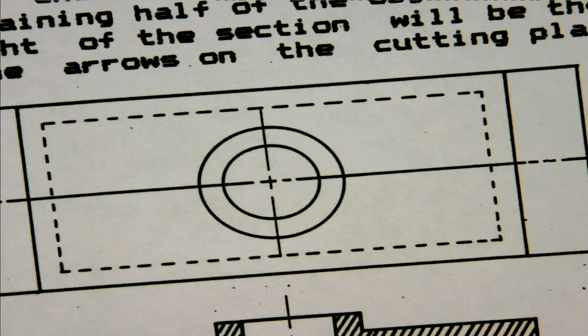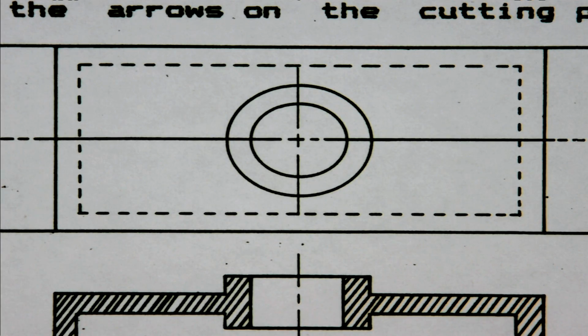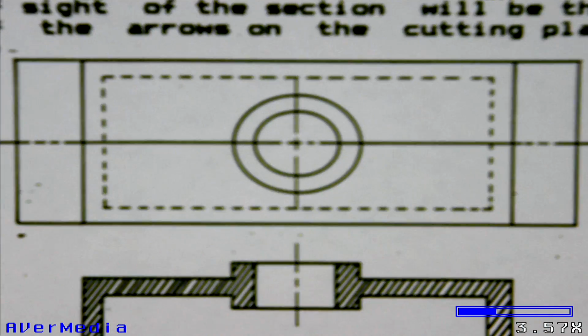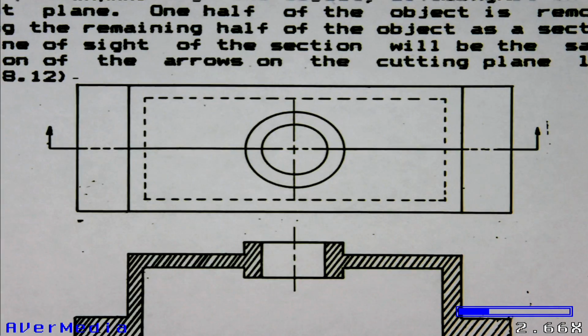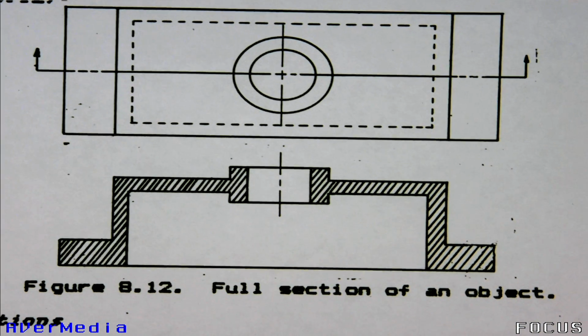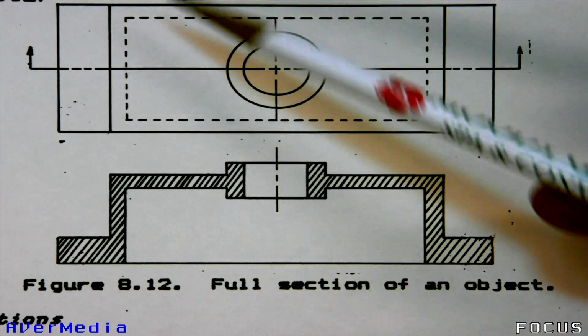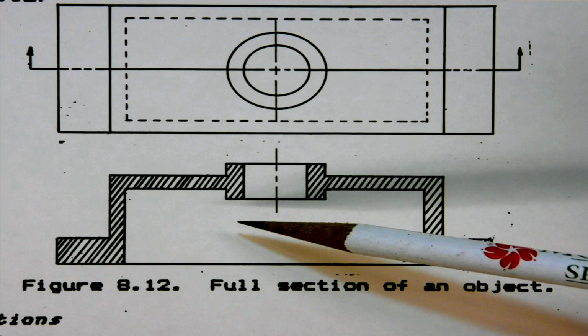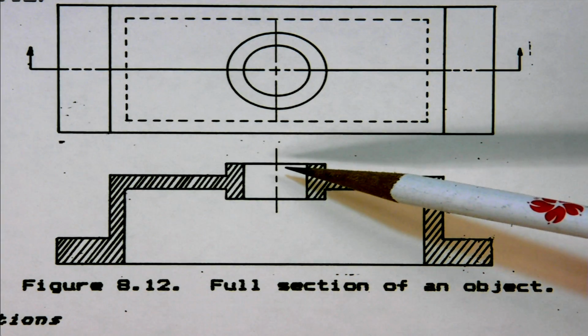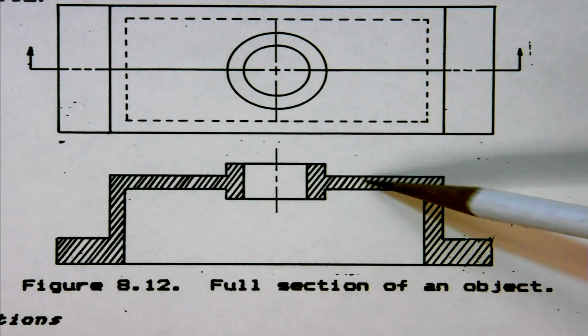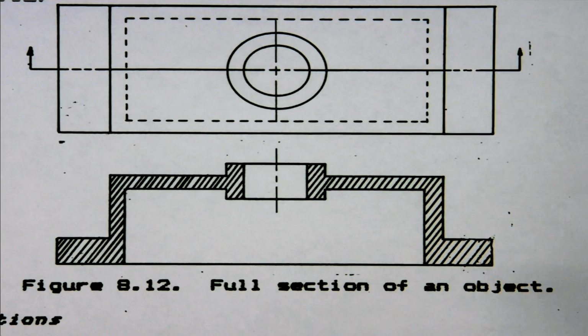Different types of section views. We've looked at this before. And this one here then is a full section. The cutting plane goes entirely across the object, exposing the interior detail, airspace here, and a material all across here, and airspace where the hole's at.